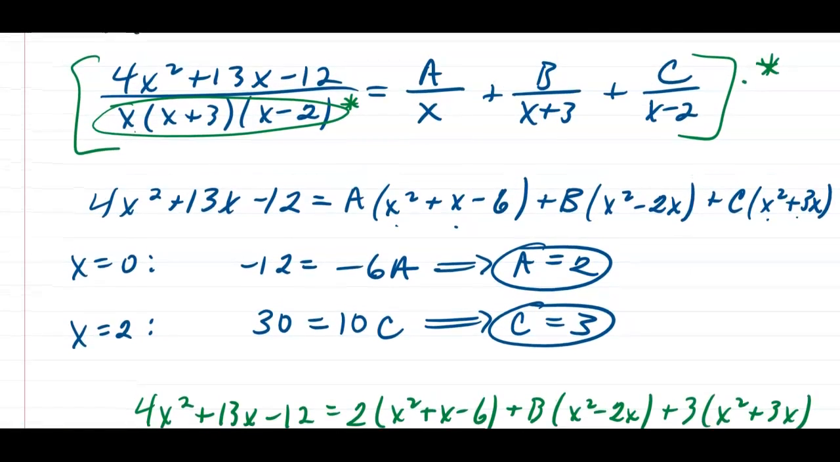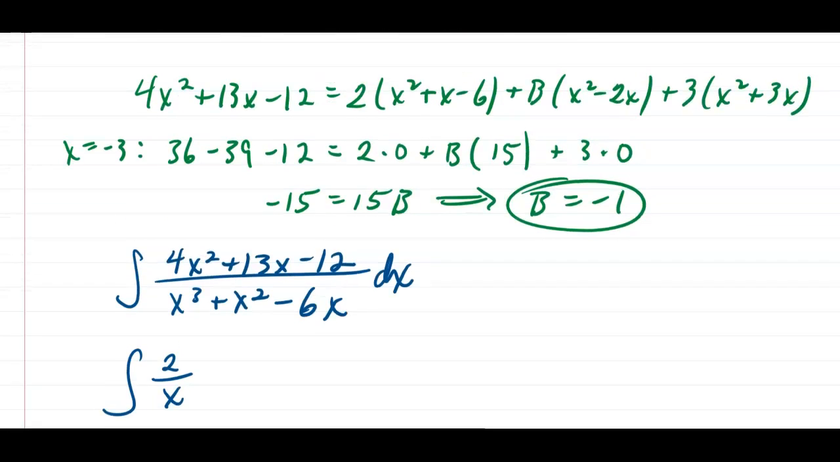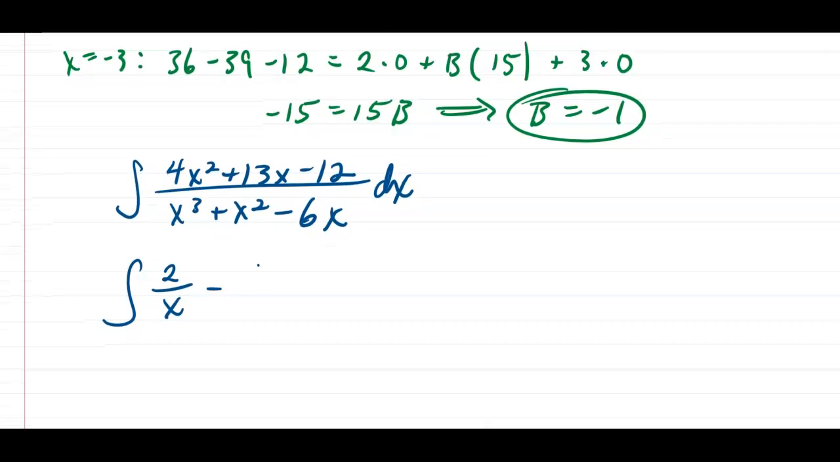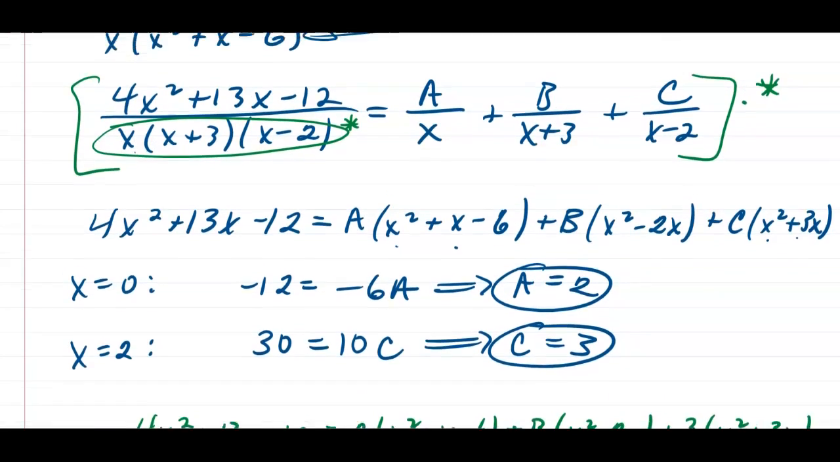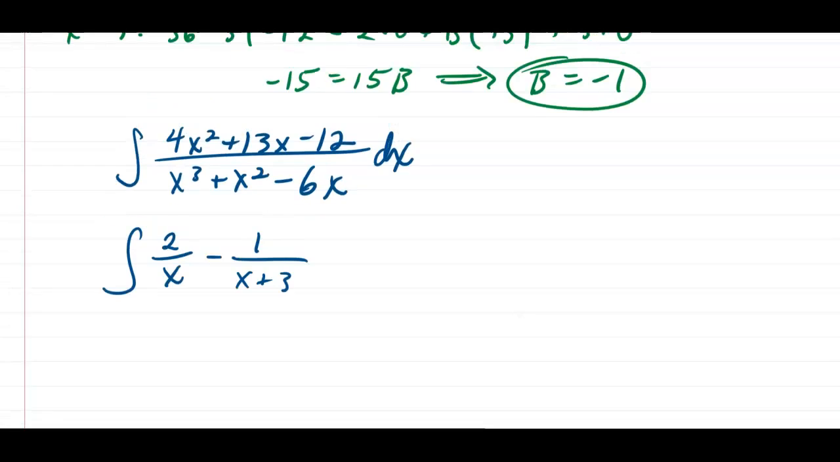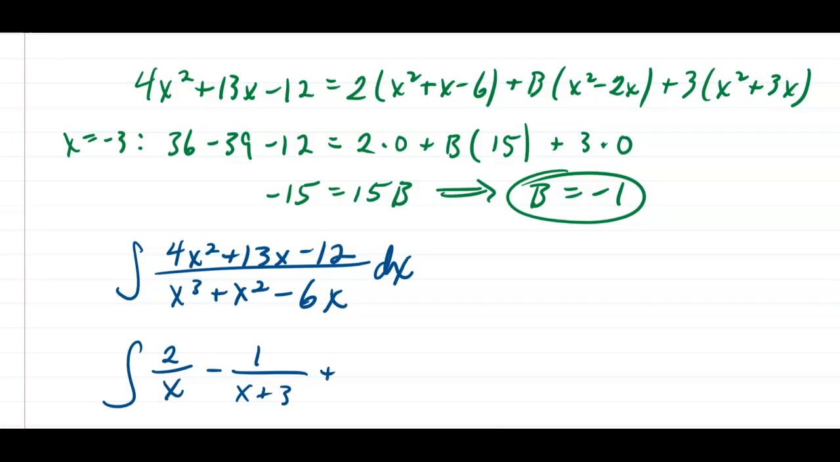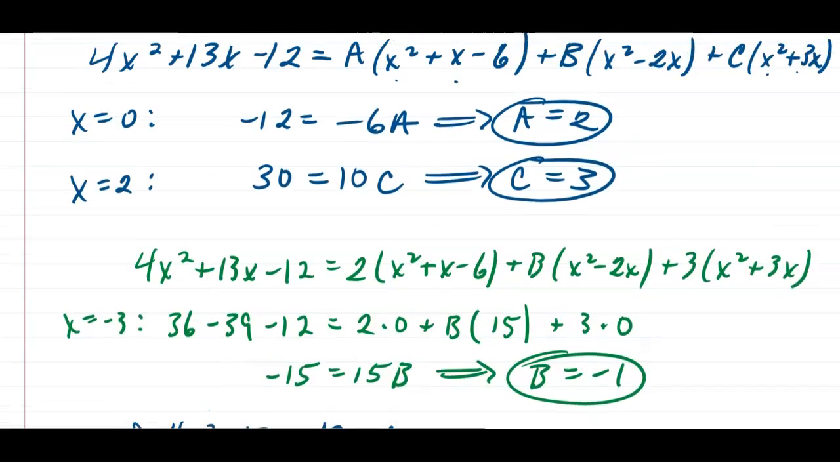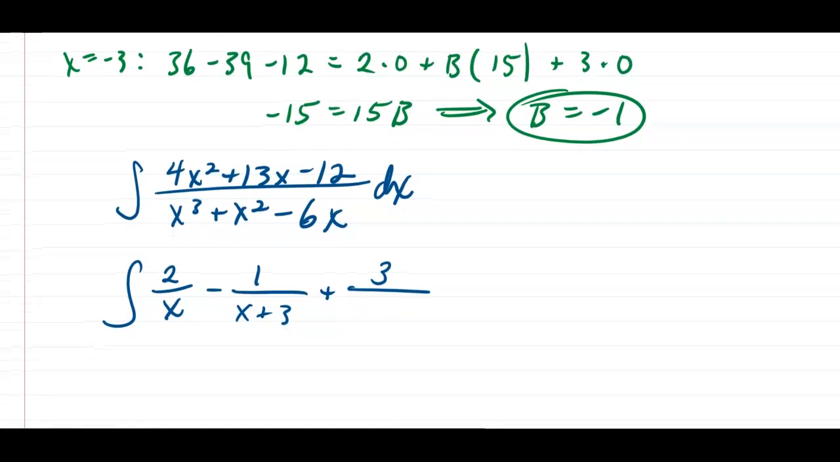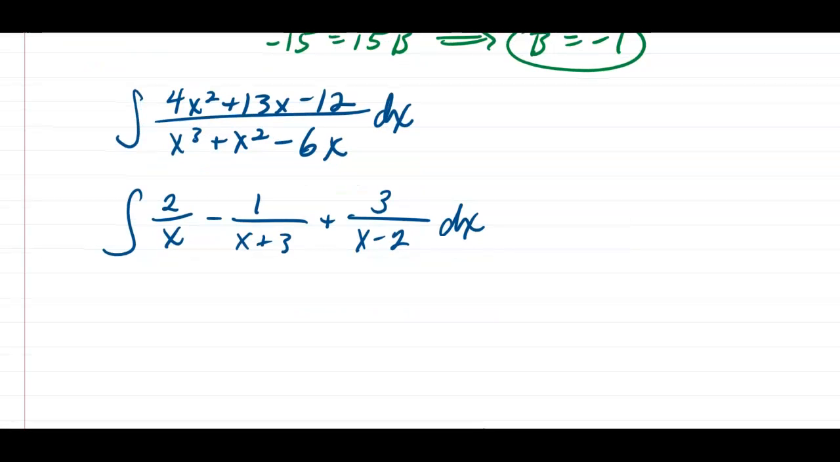And now we can rewrite this integral with the partial fraction decomposition. So our a value is 2, and 2 goes over x. Our b value is negative 1. And that goes over x plus 3. And our c value is 3. And it goes over x minus 2. Like that.